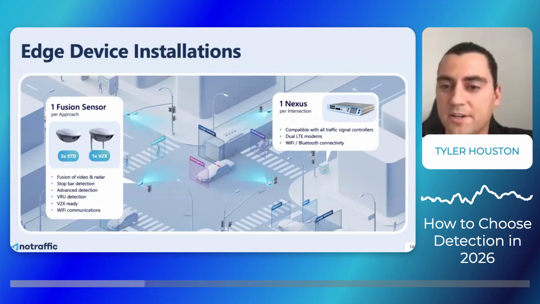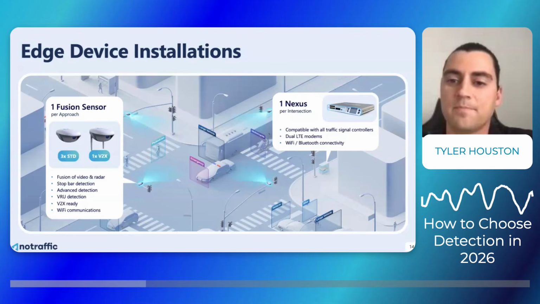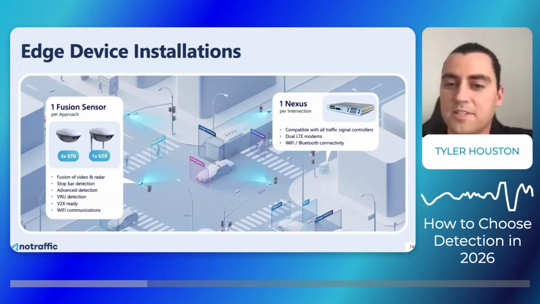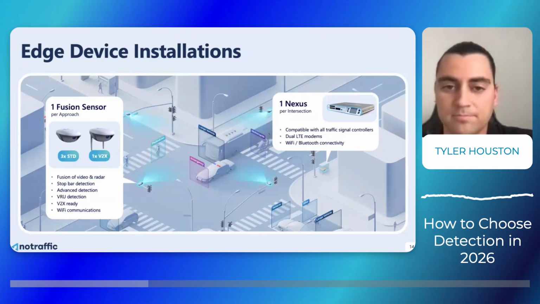We also have a Nexus unit that goes inside the traffic signal cabinet. It connects directly to the traffic signal controller, basically provides detection calls to the brain of the intersection. It also has a built-in LTE modem and Wi-Fi and Bluetooth connectivity.